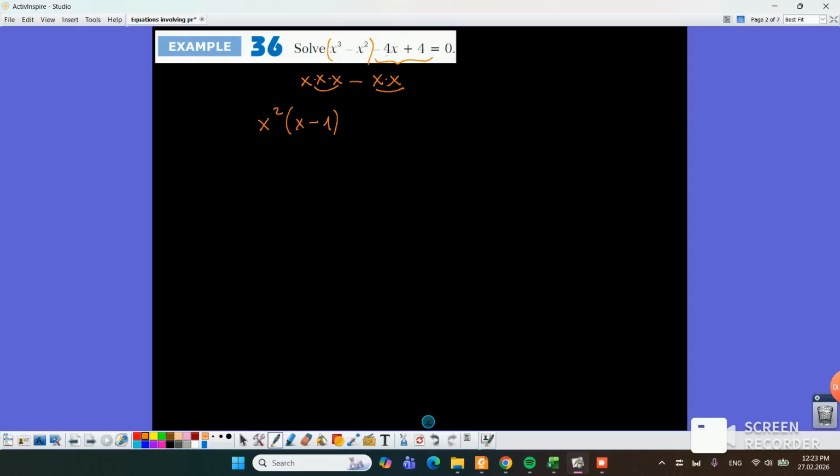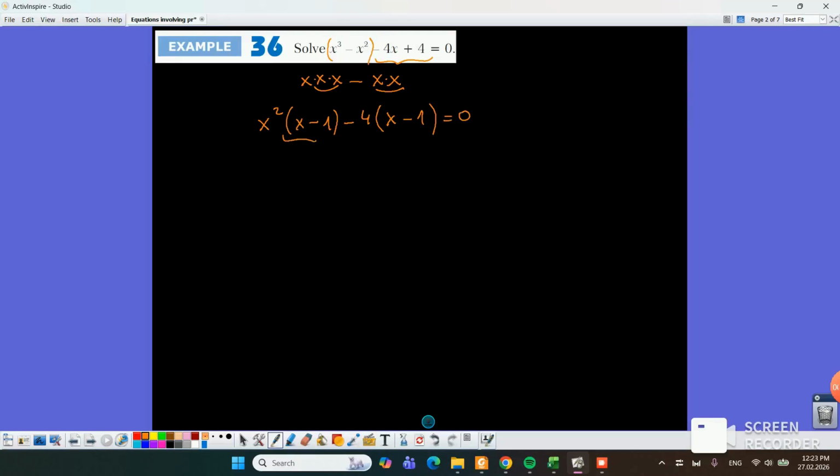Then in the second one, I have 4 in common. This is minus. When I write minus 4 in front of the parenthesis, then when I take minus 4 from the first term, only x will be left. Here I have plus 4. This is minus 4. I will put a minus here because minus times minus will be plus. So this one will be 1 when I take 4 out of the parenthesis. Then this is equal to 0.